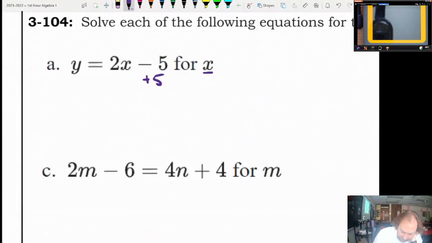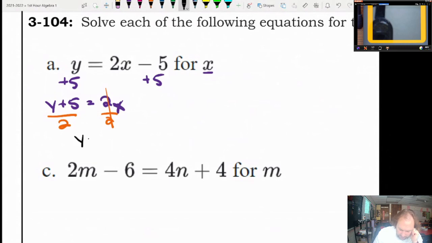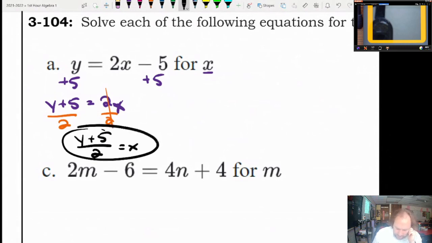First thing I want to do is add the 5 to both sides, and this will be y plus 5 equals 2x, since they cannot combine in any way. And then I'm going to divide that 2 out, because I just want it gone. And that'll leave me with just the x. So y plus 5 over 2 equals x, and that's how I would leave it. I would not do any more math with that than I have to.